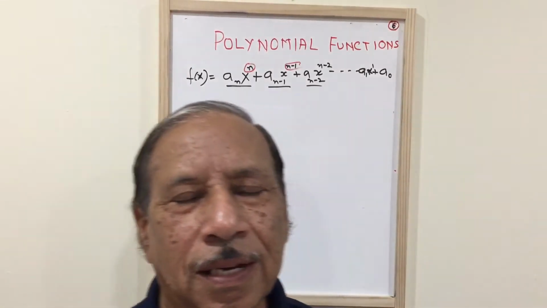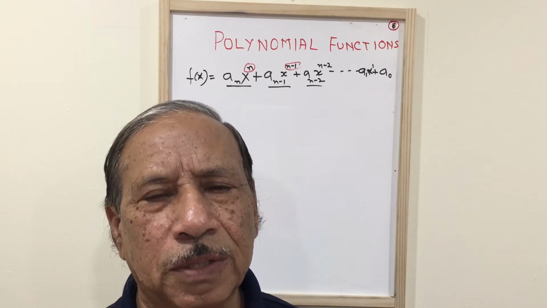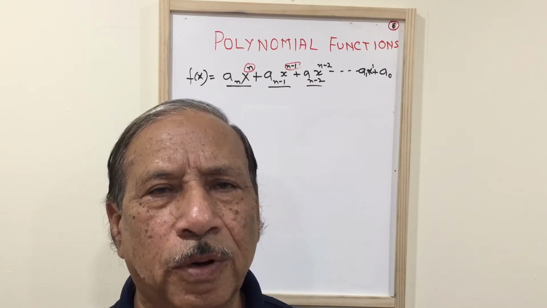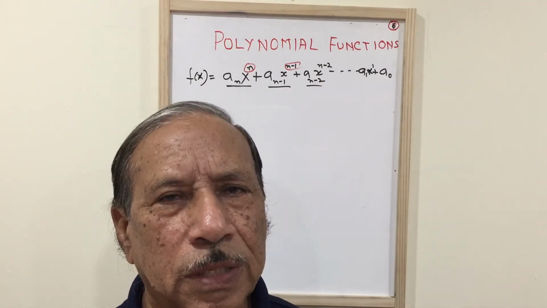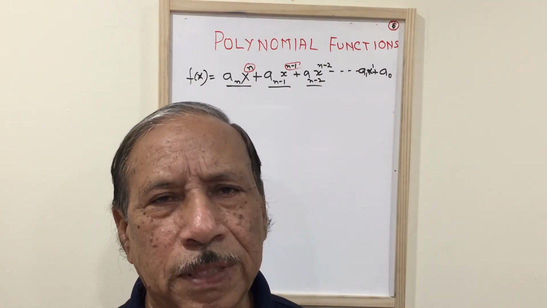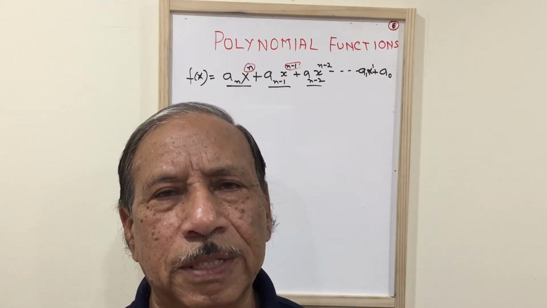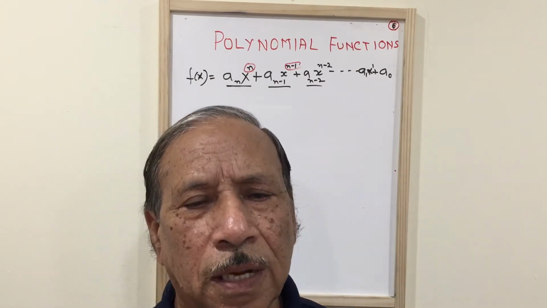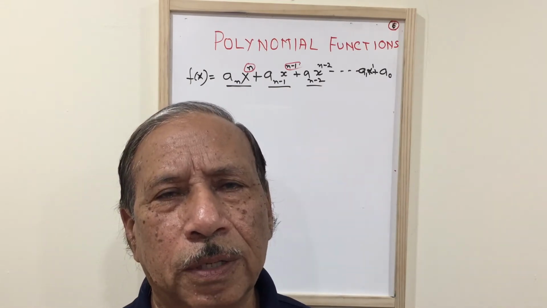Hello guys, in my last chapter I discussed the classification of polynomials and types of polynomials. So today, with some examples, I will discuss in length what the variables, coefficient and exponent are, and how we can find out the degree of the polynomial.